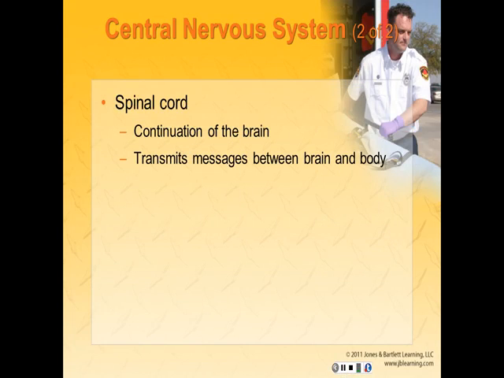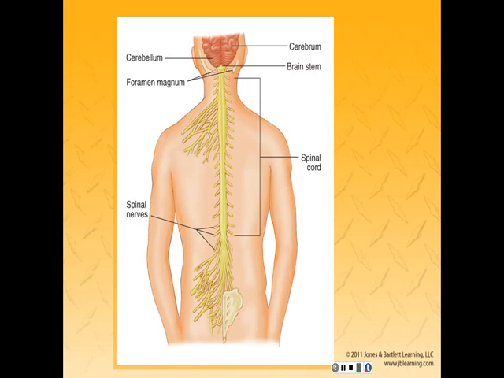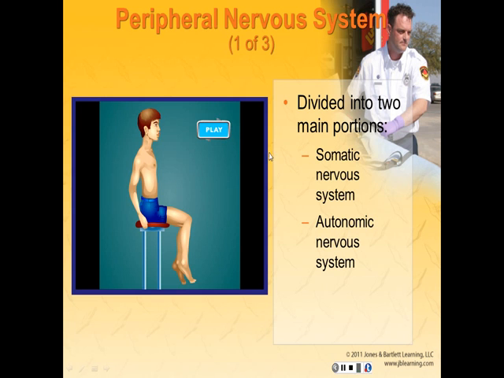The spinal cord is a continuation of the brain, and it transmits information between the brain and the body. CSF, or cerebrospinal fluid, cushions the brain and spinal cord. Here you have your picture of your spinal cord. It exits the brain through the foramen magnum, and travels down through the vertebral bodies.